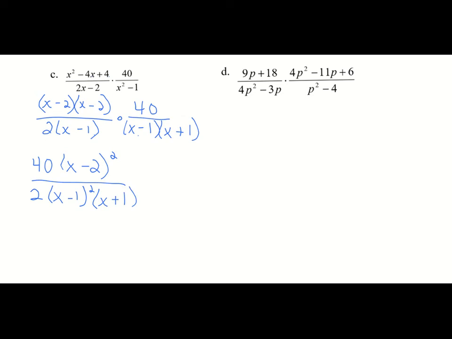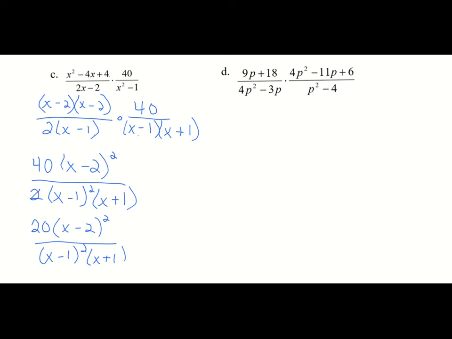And again, you want to keep it in factored form. I can't get rid of any expressions because they're not the same on the top and the bottom. It has to be one from the top, one from the bottom. But the 40 over 2 I can simplify. I know 2 goes into 40 twice, so it becomes 20 times (x minus 2) squared over, that would equal 1, so we don't need it, (x minus 1) squared times (x plus 1). And that is about it. That's all we can do with that one. We can't really change it too much.